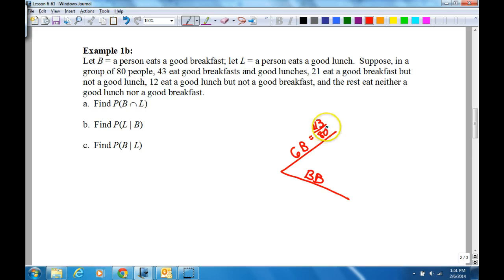Bad breakfast. If it's 43 out of 80 have a good breakfast, how many have a bad breakfast? Yeah, 27? Is that what we said? 37.